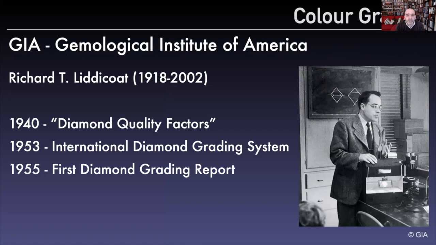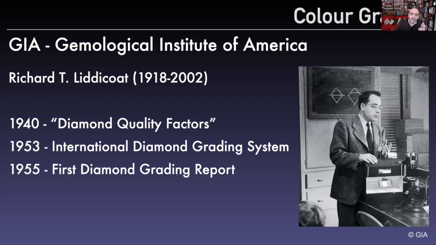But because diamond colors should be communicated in a very professional and consistent way, we have diamond grading systems, and we have systems for grading and classifying the color. And it all started with this gentleman, Richard T. Liddicoat. He was president of the GIA. He passed away not long ago. I personally met him. He was a lovely man, really generous.